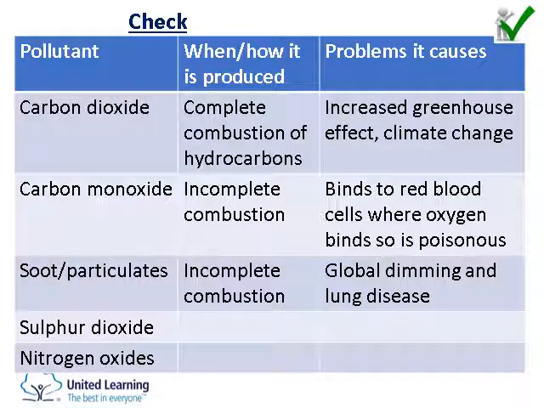So, compare what I've got in my table to what you've got. So carbon dioxide's a product of complete combustion, and the problems it causes are what we've been talking about for the last couple of weeks. It's a greenhouse gas, so it links to the greenhouse effect and causes climate change. Carbon monoxide is some new knowledge for today, so that's a product of incomplete combustion. It binds to red blood cells and it's poisonous because it prevents oxygen from binding. And then your soot is a product of incomplete combustion, and that's linked to global dimming and lung disease. So double check you've got all that knowledge.